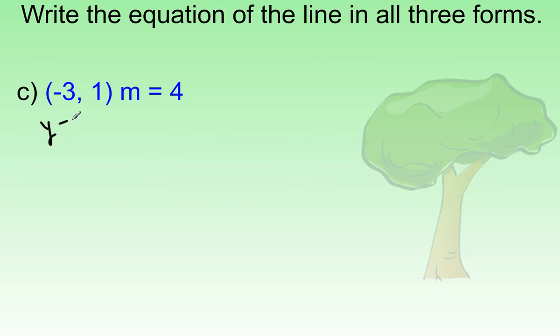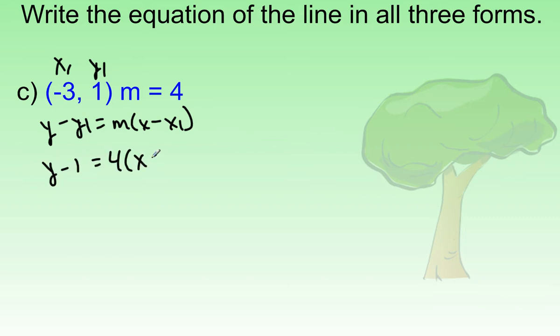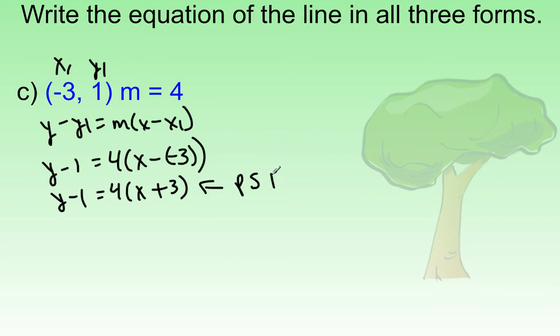y minus y1 equals m times (x minus x1). This is what point-slope form looks like. That's my x1 and my y1. So I have y minus 1 equals 4 times (x minus negative 3). I'm going to pretty this inside up a little bit, it becomes 4 times (x plus 3). And this is point-slope form, because it takes a point and a slope.